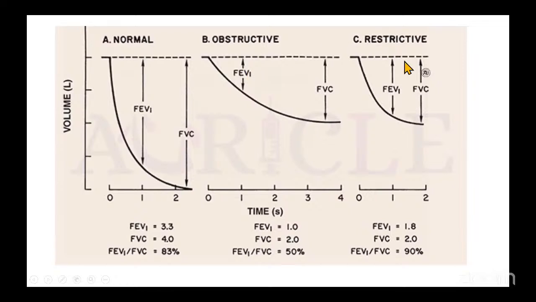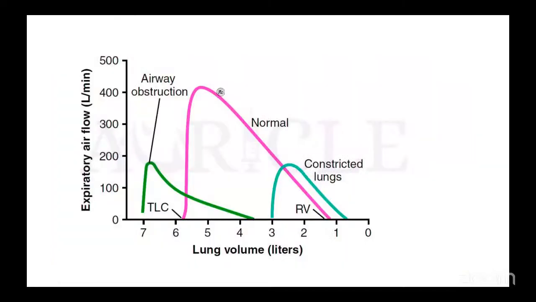Instead of that, you see another scenario where the vital capacity has diminished. That is what happens in restrictive disease. Compared to the normal, this much vital capacity is there. Instead of that, what will happen? The vital capacity is reduced. But the FEV1 by FVC ratio is pretty much similar or can even be higher. That is what you see in a restrictive disease. So this can help you understand this.